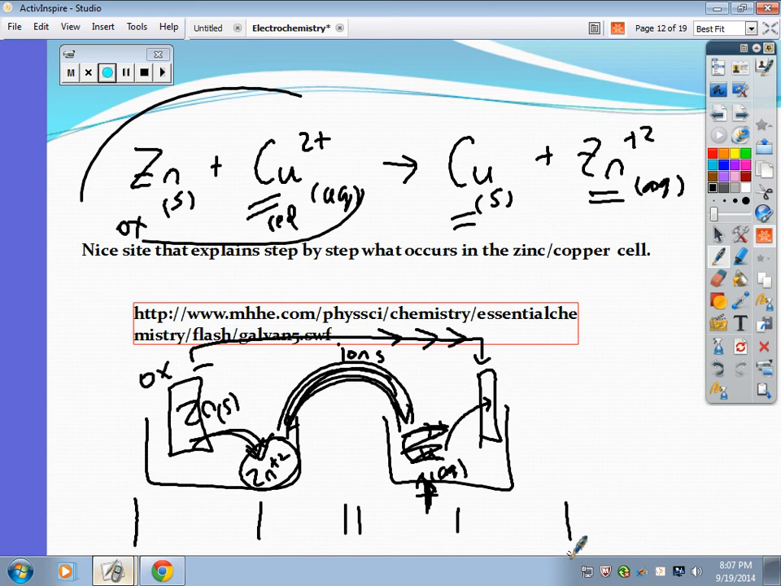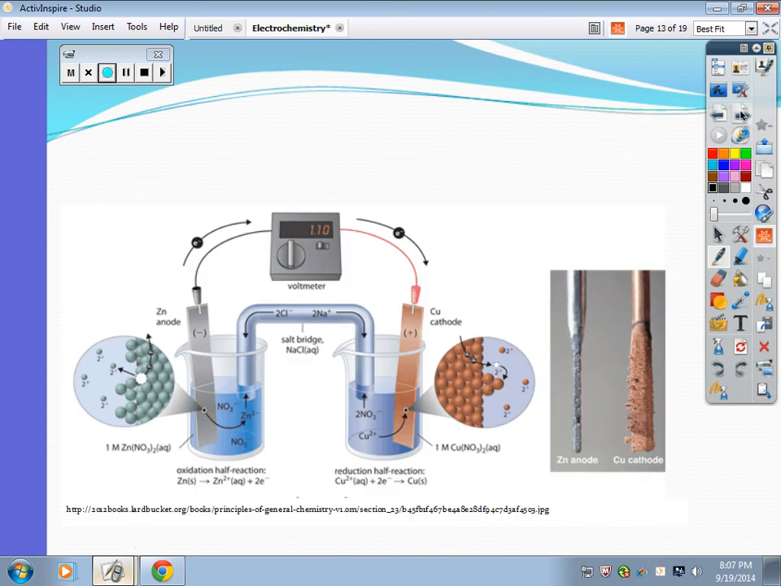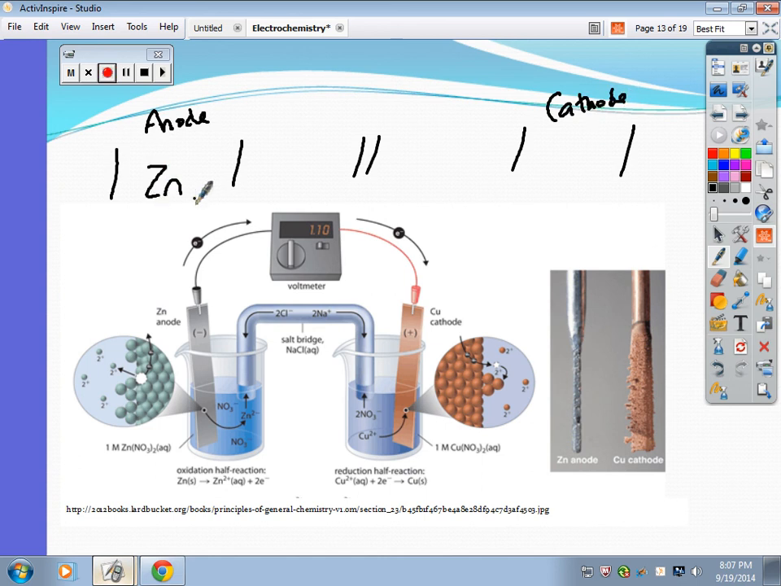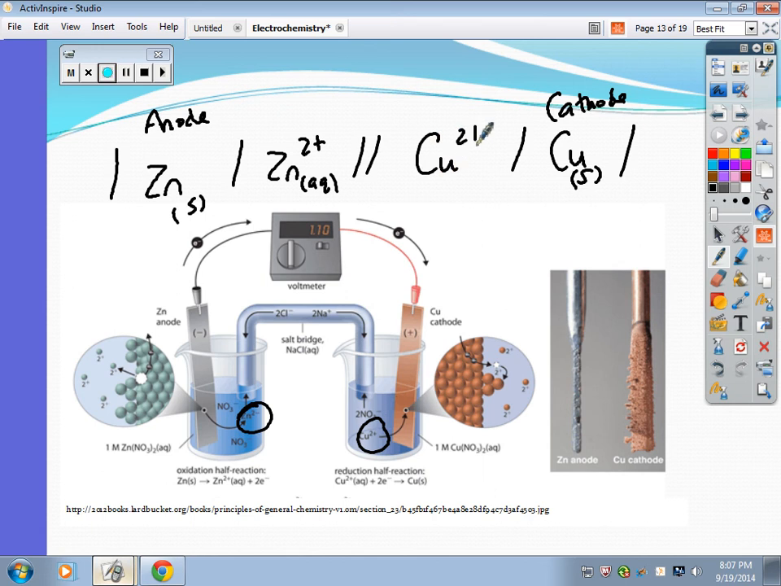So what happens? Let's take this to a different page. Okay? It's very simple. This is my anode, and this is my cathode. So what are they? My zinc is my anode, and I show a solid. My copper is my cathode. What's in my beaker with my zinc? My zinc 2+ ions. And what's in my beaker right here? My copper 2+ ions. So that's all this is. It's a very simple depiction of what the cell is.